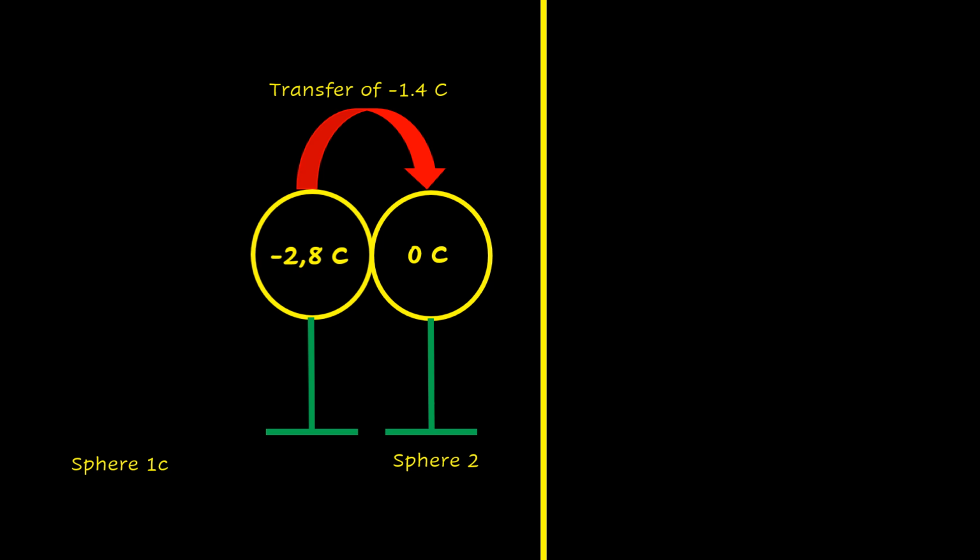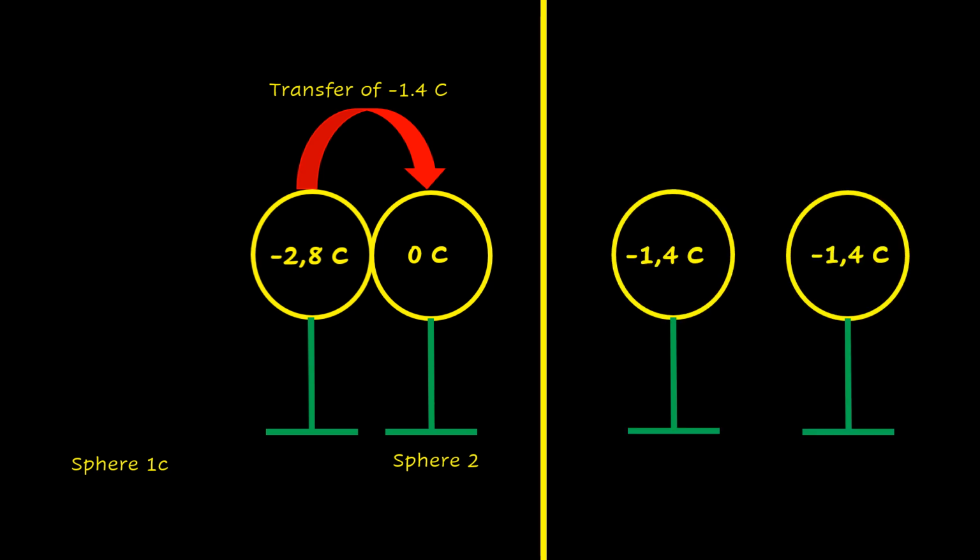sphere 2. Negative charge or electrons always move from the more negative sphere to the more positive sphere. Sphere 1 is more negative than sphere 2, so electrons move from sphere 1 to sphere 2. At the end, both conductors or both spheres will have an equal charge of negative 1.4 coulombs.